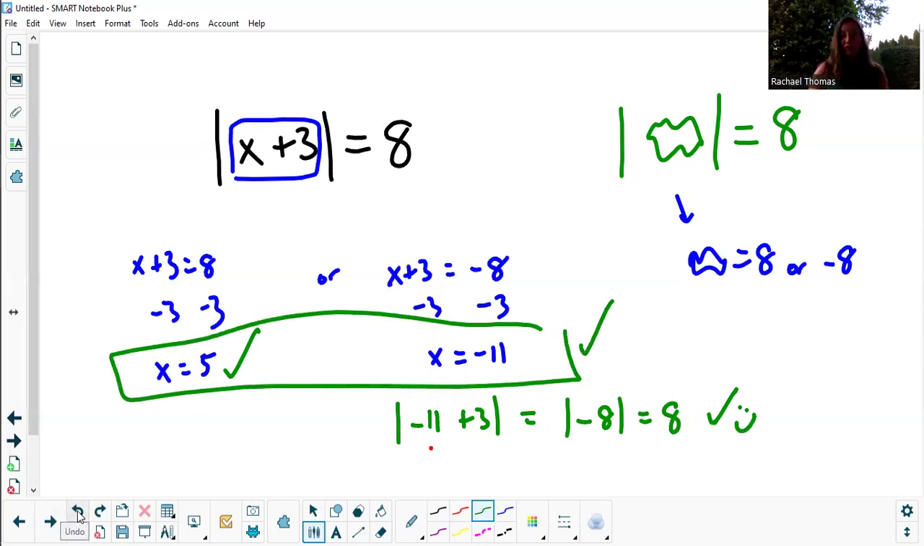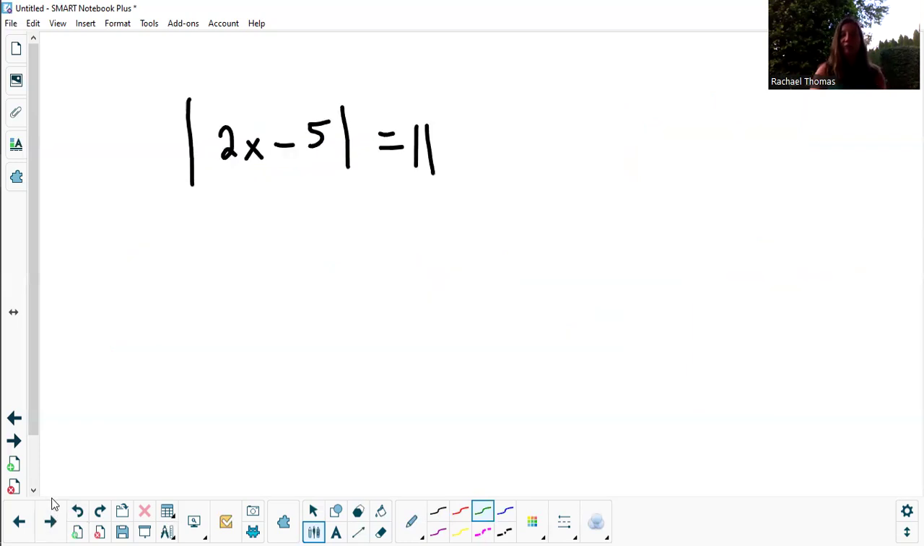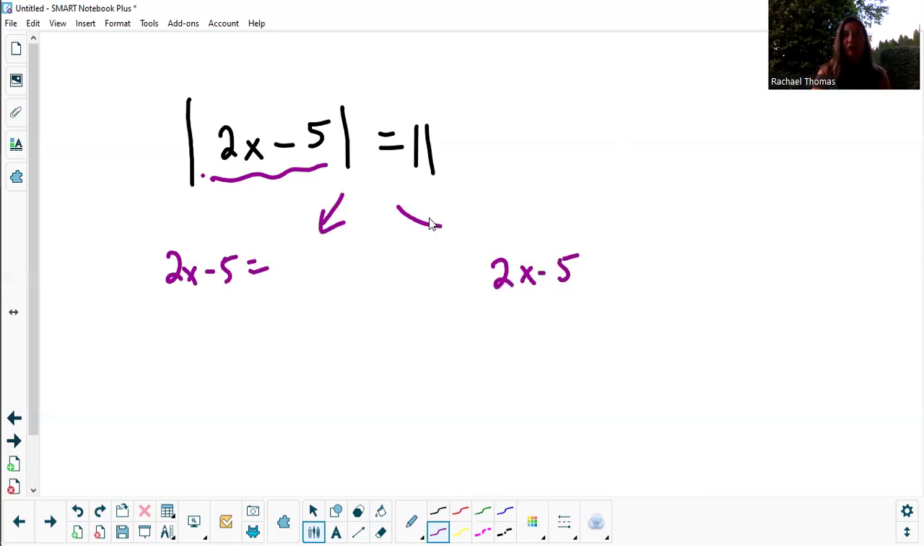So the moral of the story here is, when I have the absolute value of some expression, some kind of junk, and it equals a number, I am going to set this junk, this stuff, and make two equations out of this. This is really like code for two different equations, where that junk, the 2x minus 5, is either going to equal +11 or it's going to equal -11.